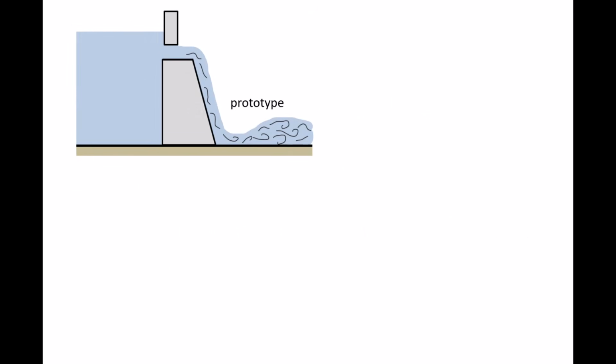For example, let's say we're designing a spillway for a dam where a gate can be raised or lowered to control the flow of water. And the image on the left shows the cross-section of the spillway and gate we want to build. Now, prior to building the spillway prototype, we want to study the flow characteristics using a model to determine whether significant erosion will occur at the base.